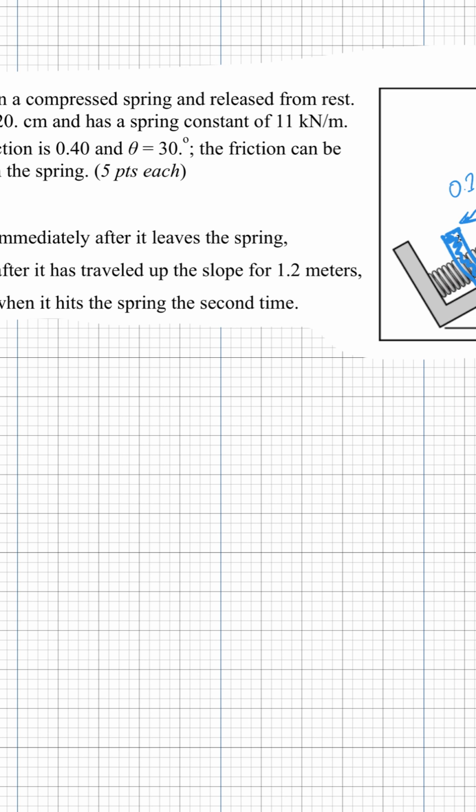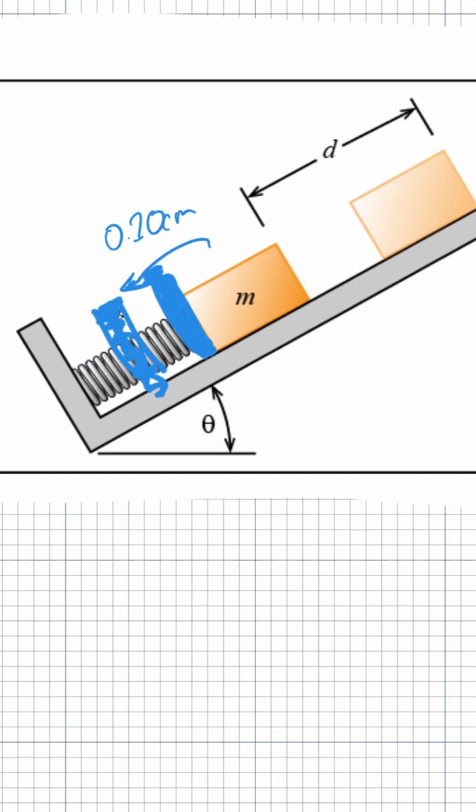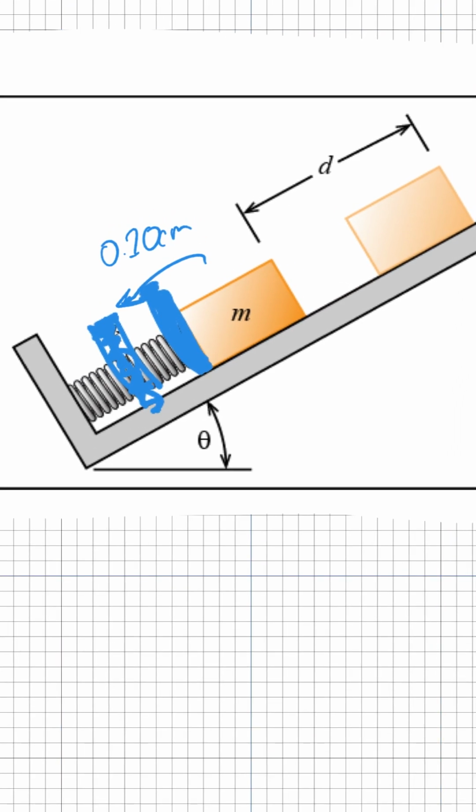Let's imagine there's some sort of block that this thing is sitting on. Okay, so it's going to go back 20 centimeters. Let's go ahead and zoom in here and get rid of all this. Okay, so we're going to pull it back this way by 0.20 meters, and then it's going to get released.